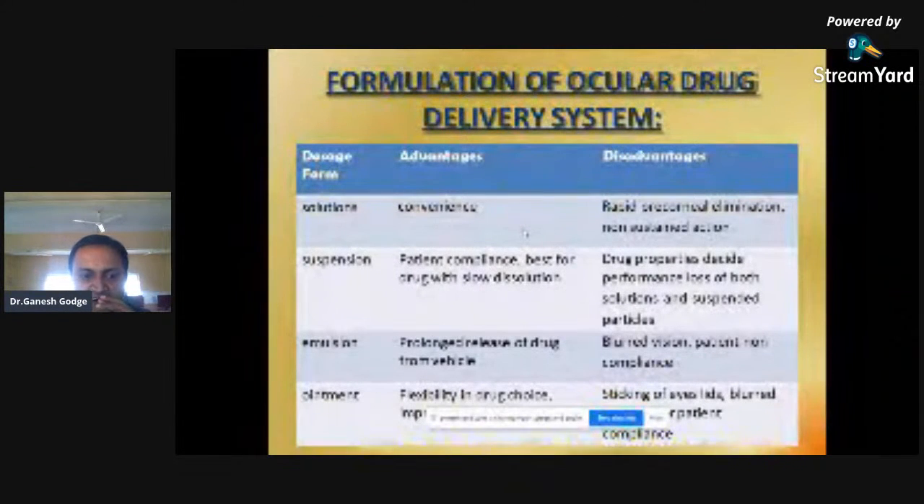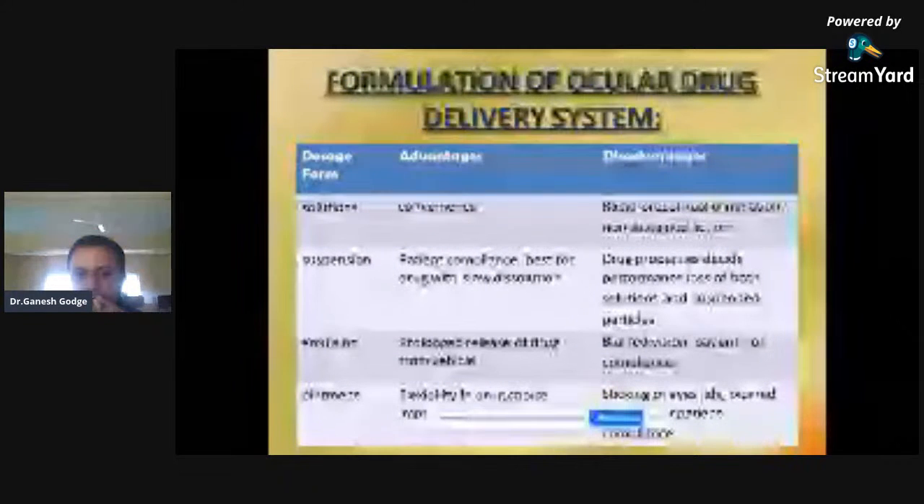Let us take the example of ointments, ointment type of ophthalmic formulations. You must have seen small garlic-like tubes available in the market, in chemist shops. They contain an antibiotic drug like chloramphenicol, which is an antibacterial drug. If you administer that ointment, it causes sticking of eyelids next day morning whenever you wake up.